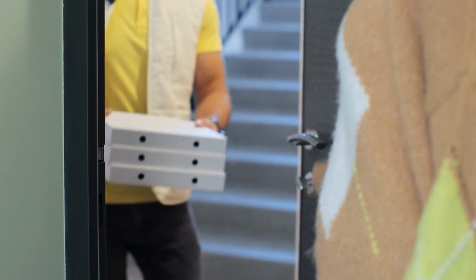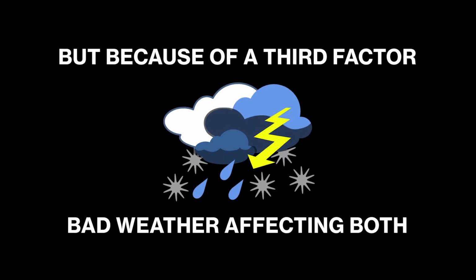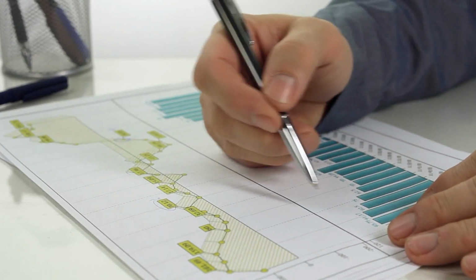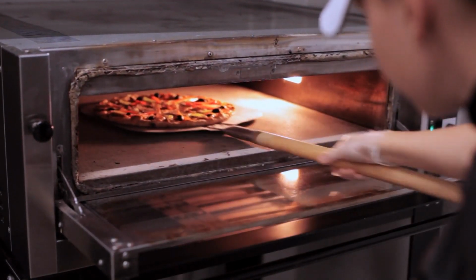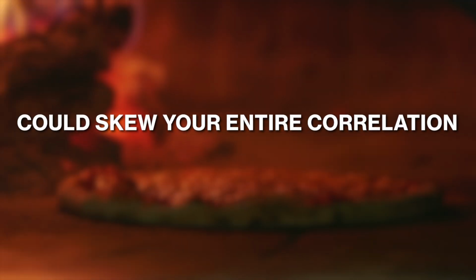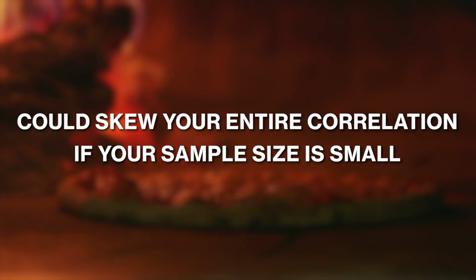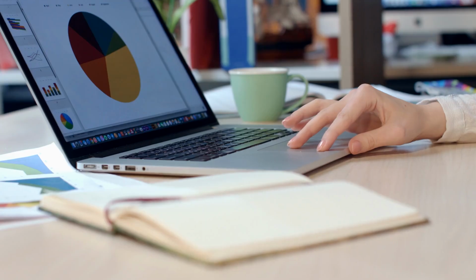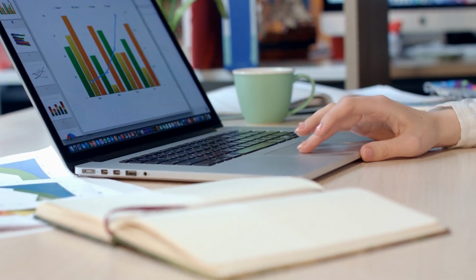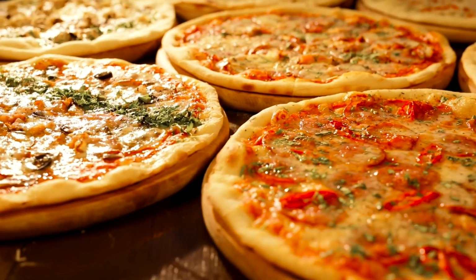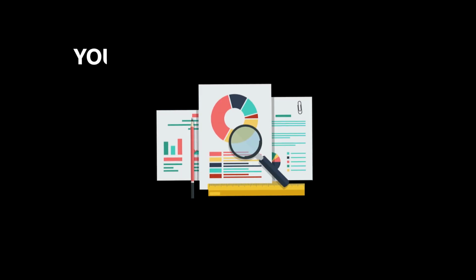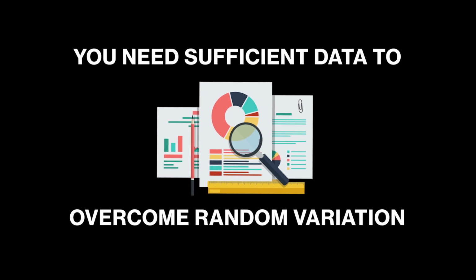Pizza delivery times and customer complaints might correlate not because of slow service, but because of a third factor: bad weather affecting both. Outliers. Extreme values can distort your results. One pizza baked by a new trainee at an unusually high temperature could skew your entire correlation if your sample size is small. Sample size. Too few data points can lead to misleading conclusions. Testing just 5 pizzas at different temperatures isn't enough to establish a reliable pattern. You need sufficient data to overcome random variation.